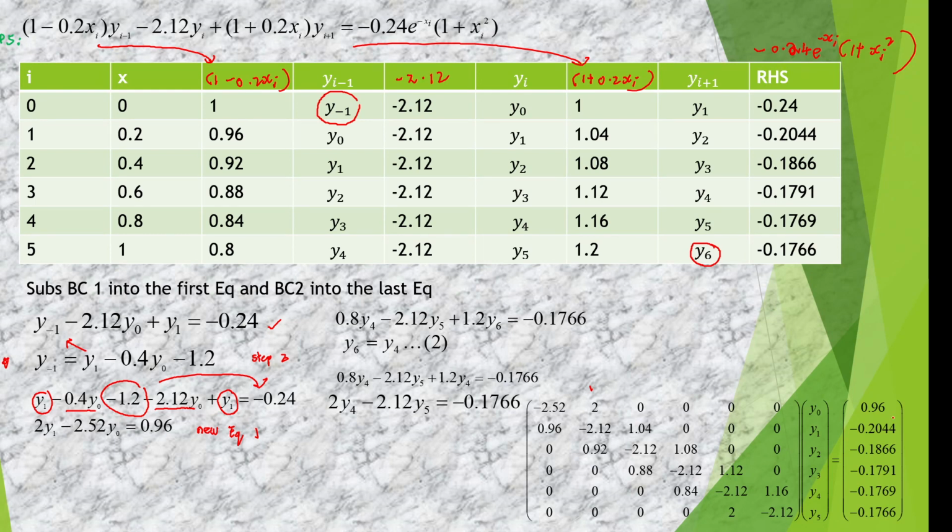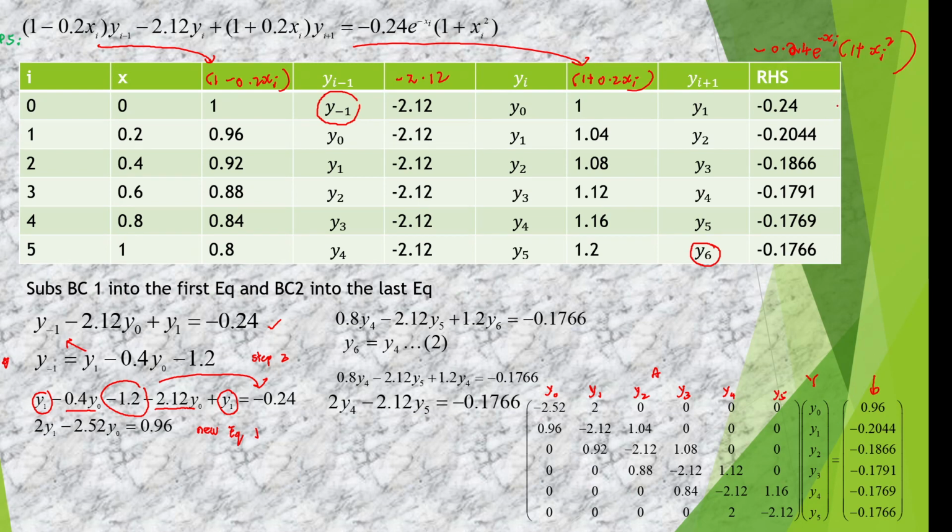So you need to solve y naught up to y5. You may label the columns to guide you to key in the coefficients easily. So y naught, y1, y2, y3, y4, y5. This is your matrix A. The matrix Y consists of the vector y naught, y1, y2, y3, y4, y5 equal to vector B, which is from the right hand side.